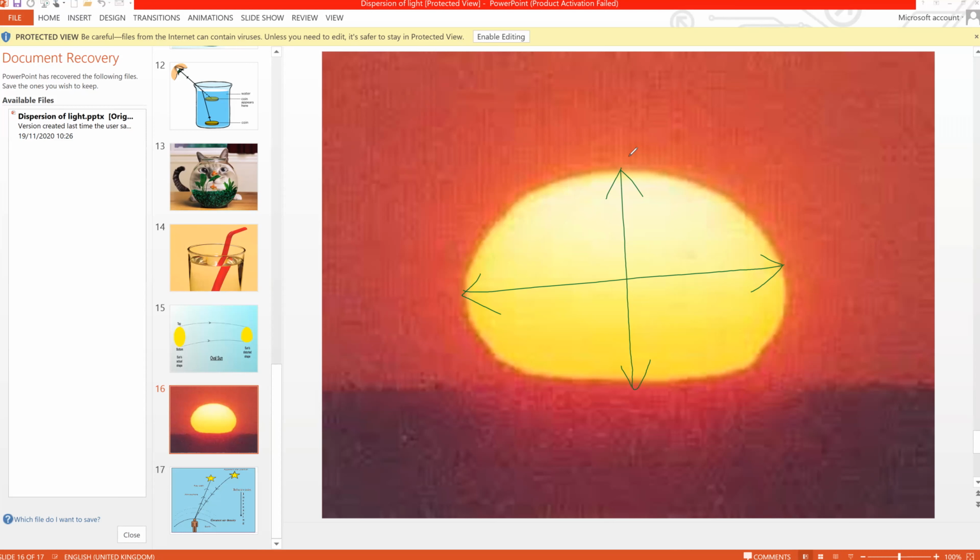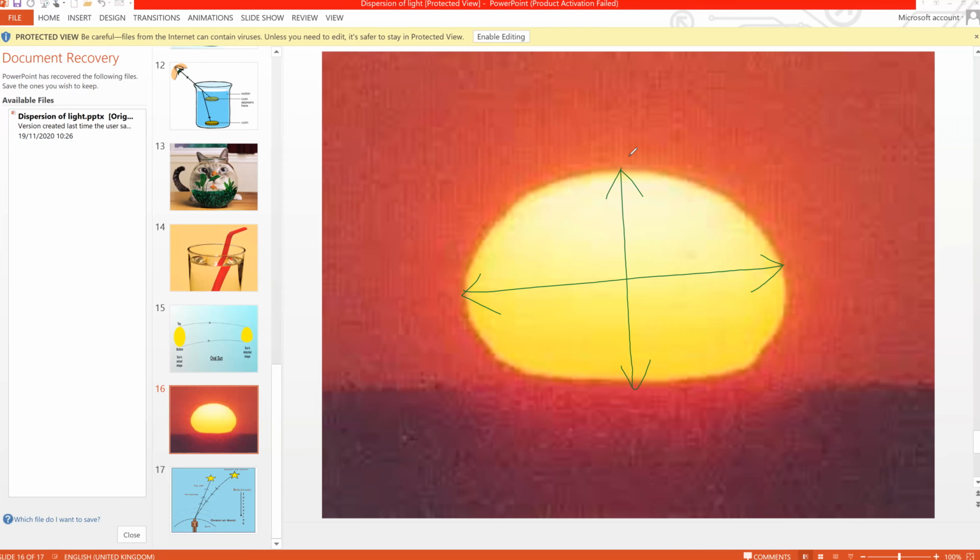The sun appears flattened at the time of sunset and sunrise. Let me explain them. Okay. So the sun appears flattened at the time of sunset and sunrise. So I have told you very clearly the sun appears flattened, at the time of sunset and sunrise.